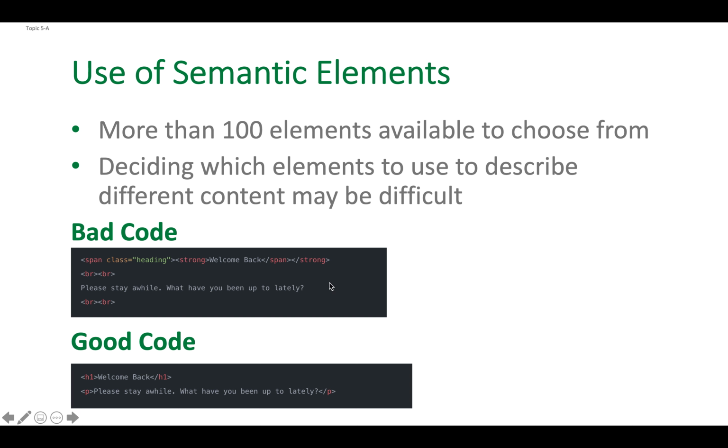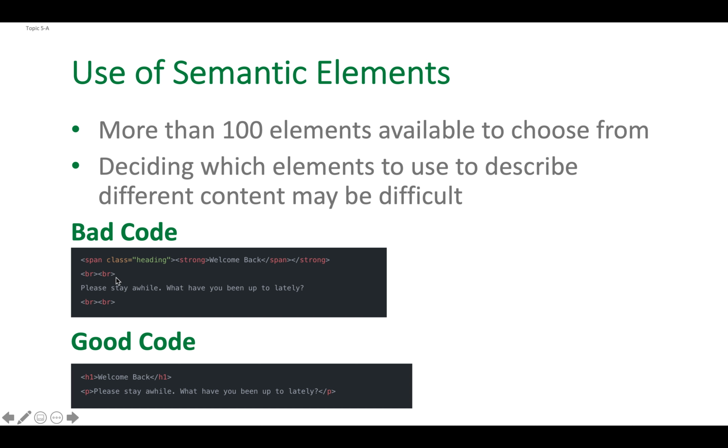So there are more than 100 elements available to choose from when you are typing code. So deciding which elements to use to describe different content may be difficult. That's why it's important to practice code and look at good code.